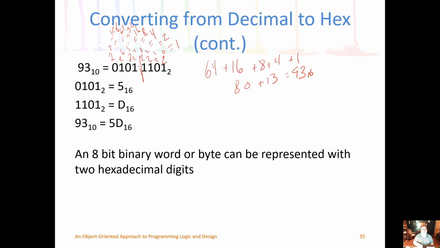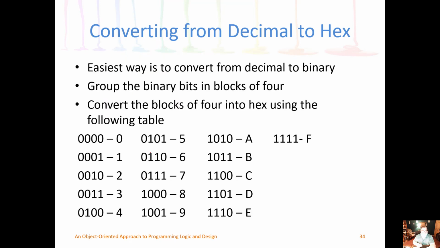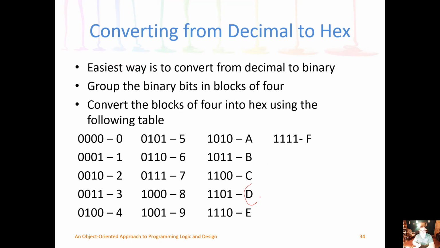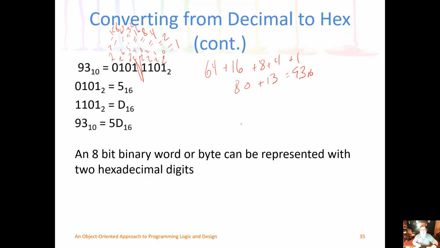So now we group them in groups of 4. So the first group is 0, 1, 0, 1. Well, if I go back, 0101, and look at my little cheat sheet here, it's 5. Okay, so that's a 5 in hex. And then I have a 1101. Again, I go back, and 1101 is a D. So it's D, 1101. So 93 decimal is 5D hexadecimal. And so with 2 hex digits, I can represent all 8-bit binary words, or a byte.